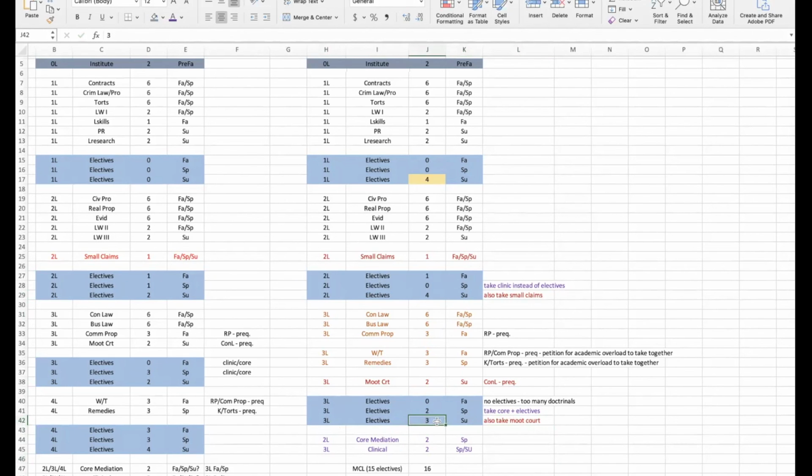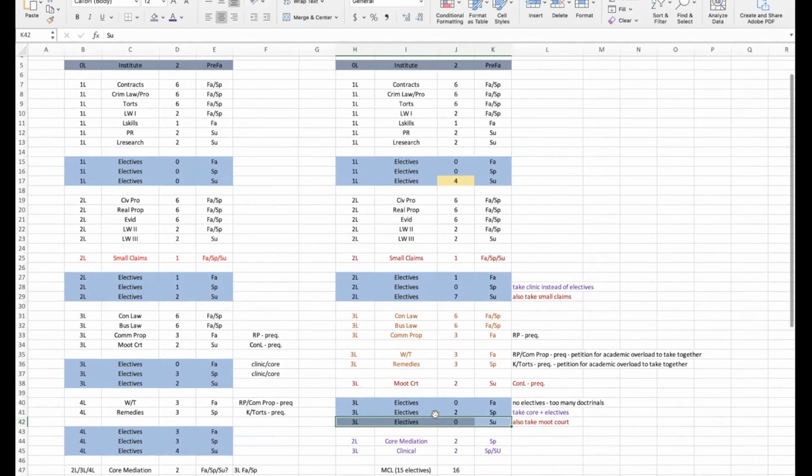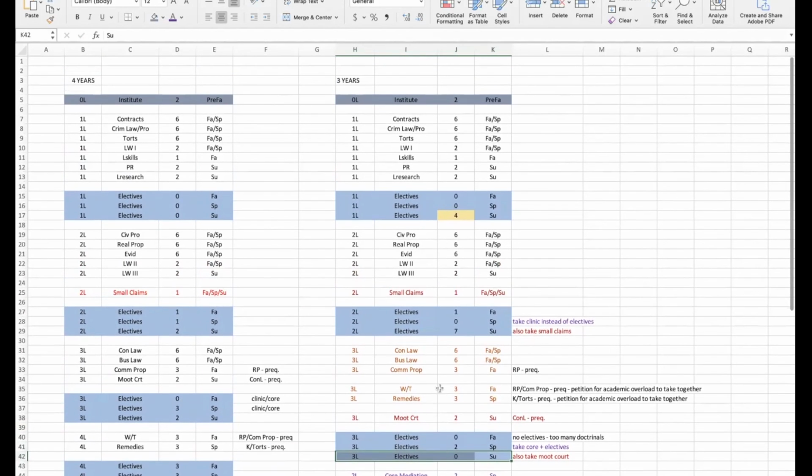But some students will want to do early bar prep, so they might want to take 0 electives here and, I don't know, take 7 units here so that they don't have to worry about anything in their 3L summer and they can start studying for the bar. But this is just a really quick way to show you how the 3-year plan works.